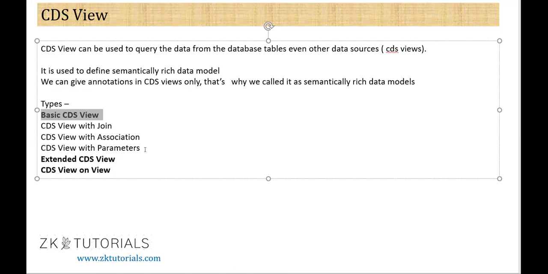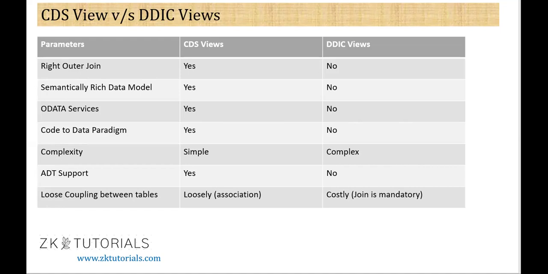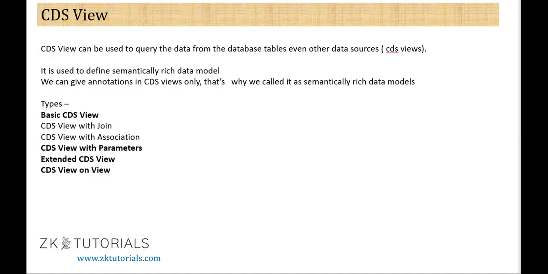So today we will discuss CDS view with parameters. What does CDS view with parameter mean? There are two types of CDS views: one is parameterized and another is non-parameterized. What are parameterized and non-parameterized views? As you know, we have the selection screen in our program, so we pass some values, and based on that input, we can fetch the data for the report.